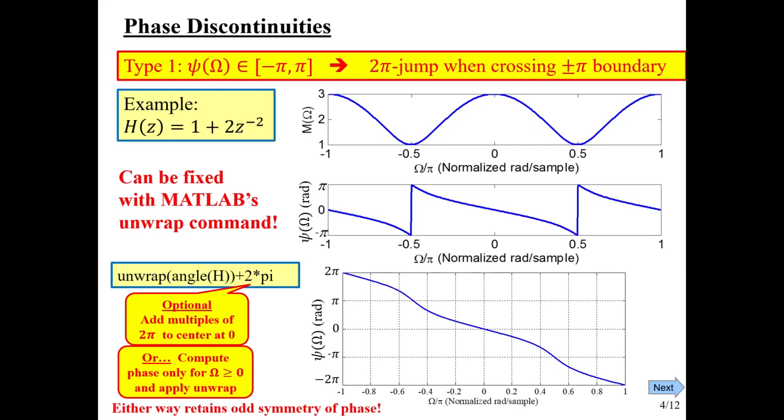Okay, so that's the type 1 phase discontinuity. It's not important, the name type 1. What's important is that this type of phase discontinuity comes from the computed phase being constrained to minus pi to pi and jumping across that minus pi, plus pi boundary. Okay.